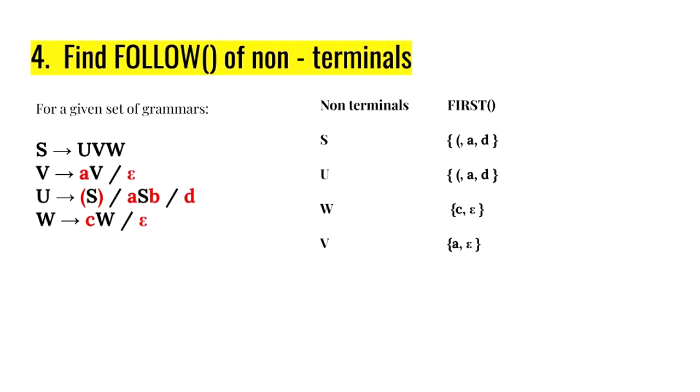The follow of S will contain a dollar because S is a start symbol. Also, the follow of S will contain first of everything that comes after it in the production of U, that is closing bracket and B.